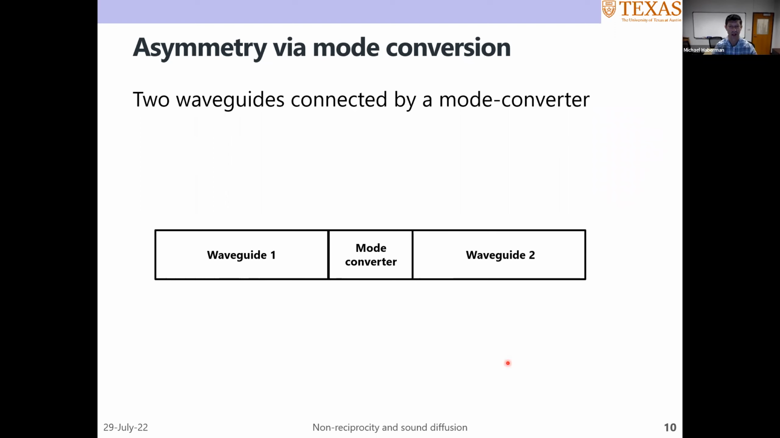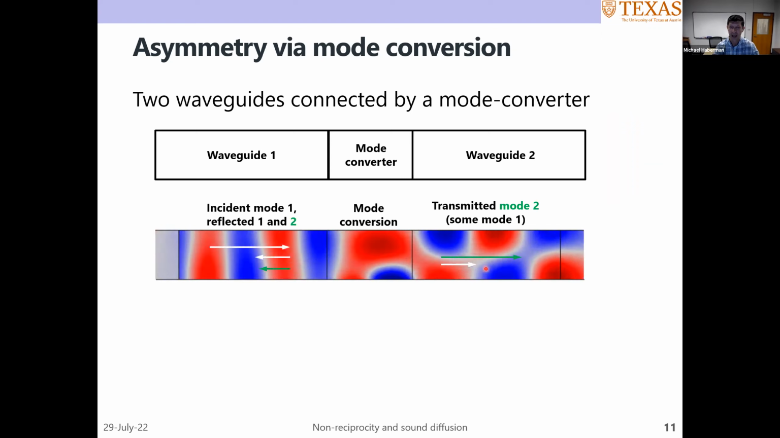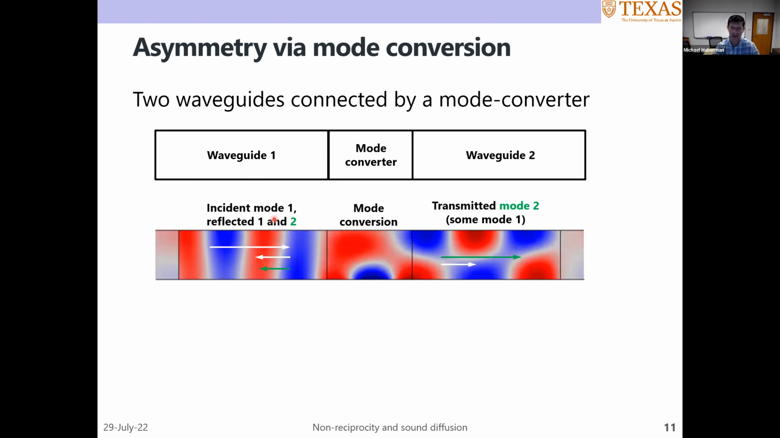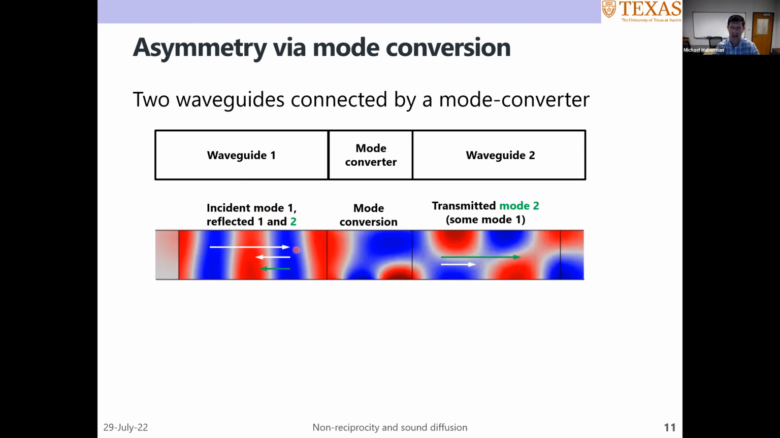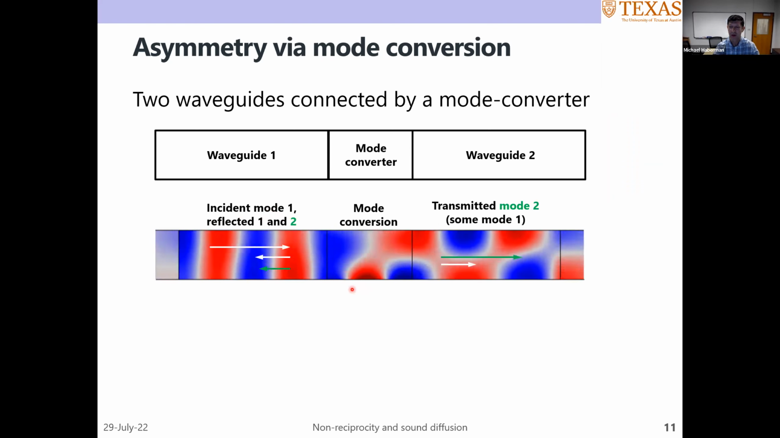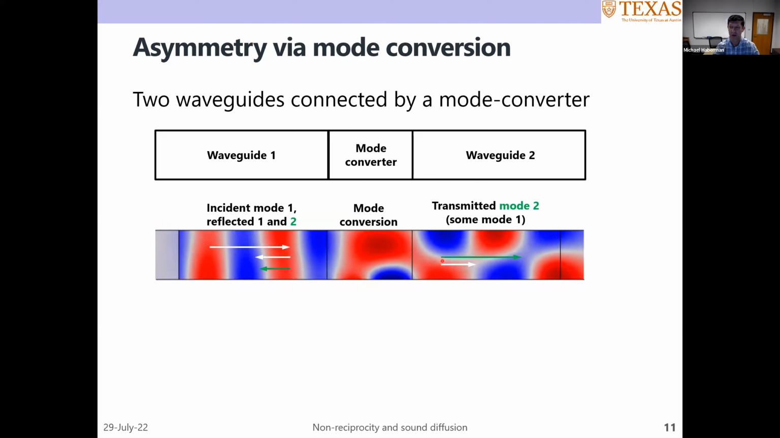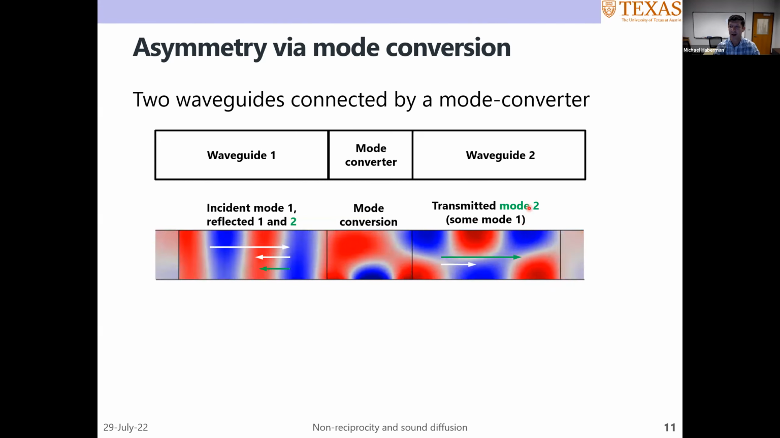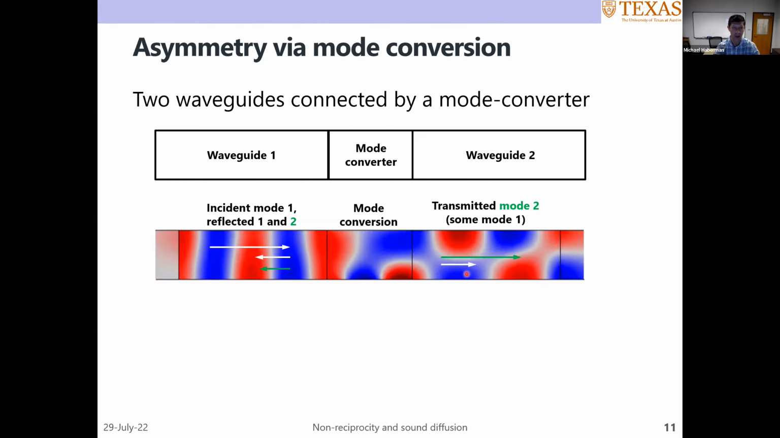Now, as you get to a more general case, imagine you have a waveguide that could support, let's say, 2 modes. And we've got a mode converter between mode 1 and mode 2. We imagine an incident wave in mode 1, and then a reflected wave, of course, in mode 1 and mode 2. We have some mode conversion or a partial mode conversion, and then we transmit off into mode 2 and a little bit of mode 1.